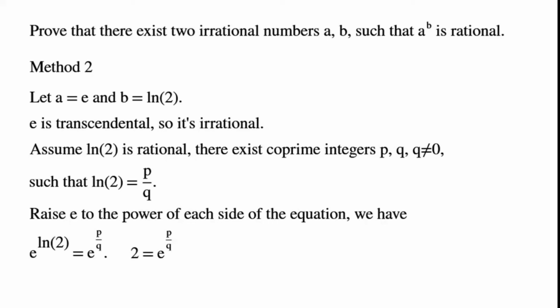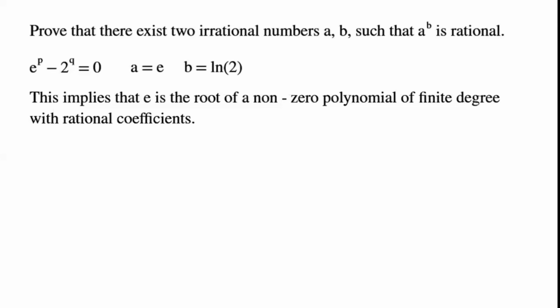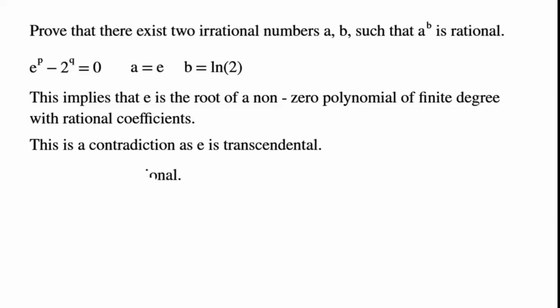which means 2 equals e to the power of p over q, which can be written as e to the power of p minus 2 to the power of q equals 0. This implies that e is the root of a non-zero polynomial of finite degree with rational coefficients. This is a contradiction, as e is transcendental. Thus, ln2 is irrational.